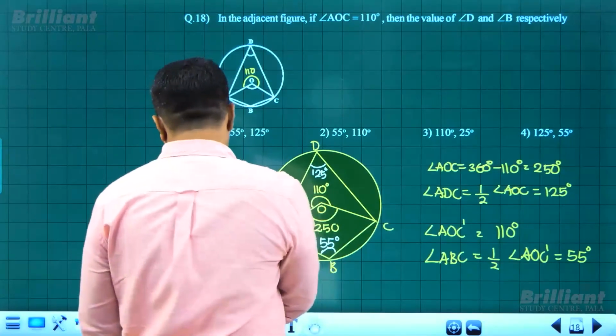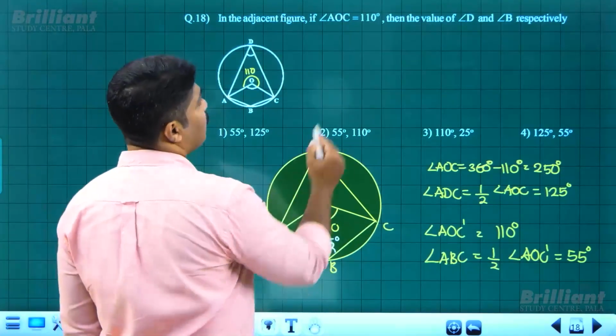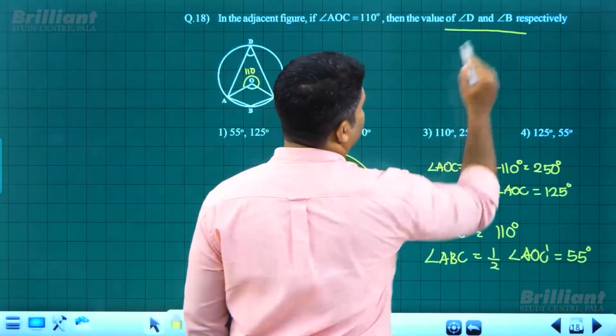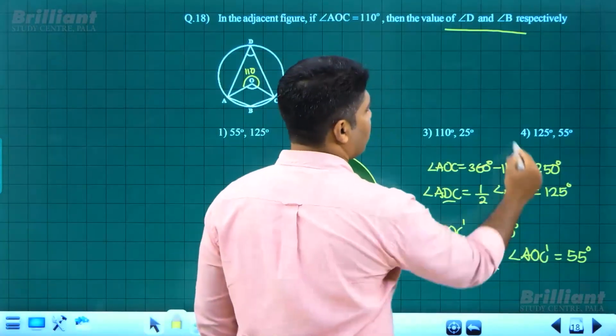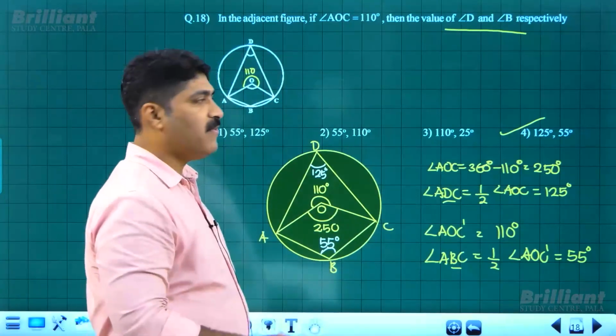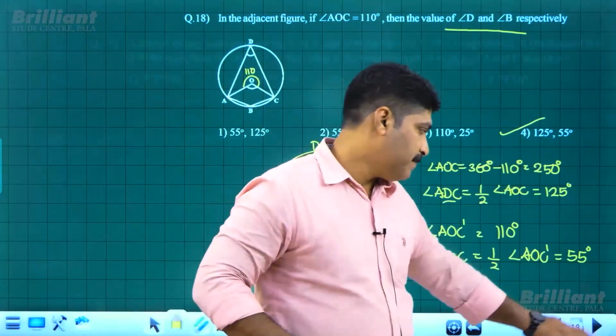So what will be the answer here? We got the angles. We have to find the angle D and angle B in order. Angle D is 125, angle B is 55. Therefore, the answer is option 4. There we are applying that central angle property.